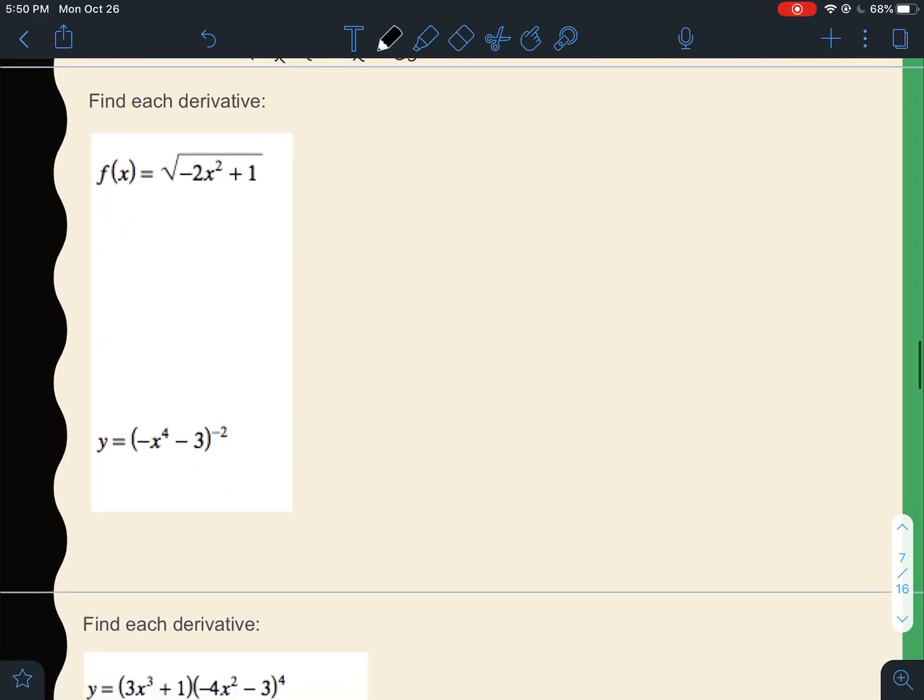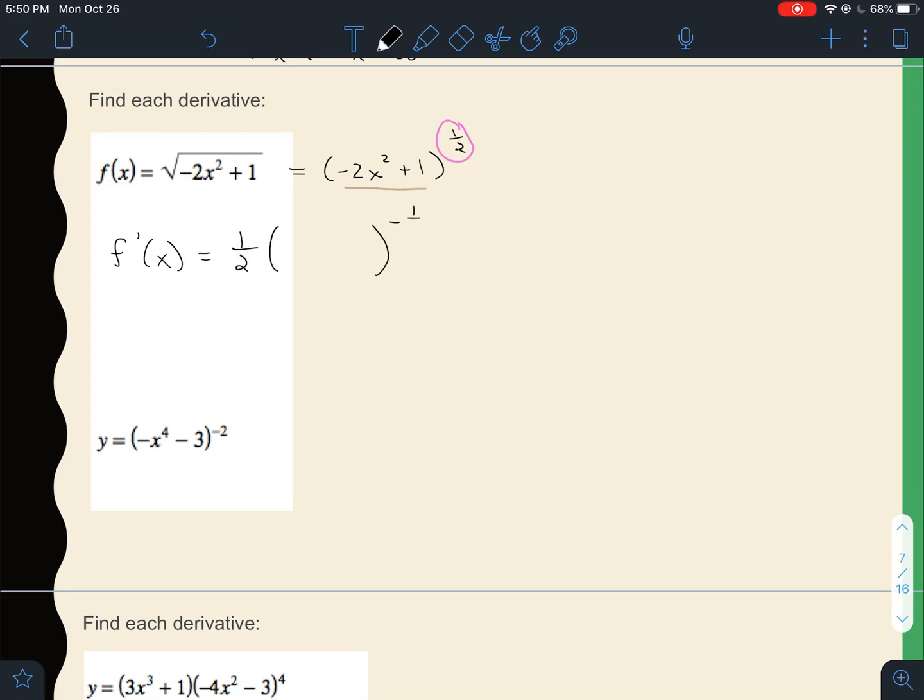All right. On the next one, I'm going to rewrite it. This is negative 2x squared plus 1, and a square root is the same thing to the 1/2 power. So my inside function is negative 2x squared plus 1, and my outside function is to the 1/2 power. So using the chain rule, derivative of the outside, leave the inside alone, then multiply by the derivative of the inside. So the derivative of the outside would be 1/2, and then to the negative 1/2 power. Leave the inside alone, so negative 2x squared plus 1 gets left alone. Then times by the derivative of the inside function, negative 2x.